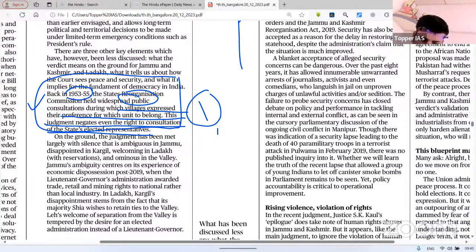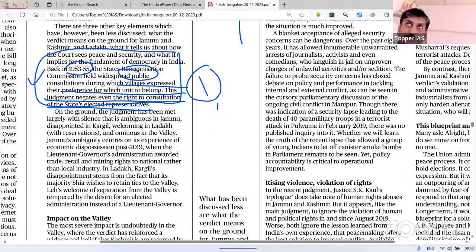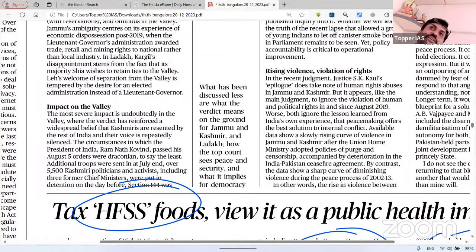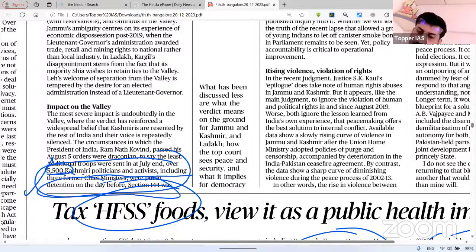how many, especially 5,500 Kashmiri politicians and activists, including 3 former chief ministers, were put in detention, house arrest. Okay, not small people. So don't they enjoy fundamental rights? 3 chief ministers. And Section 144 was imposed, a restriction on freedom of movement, curtailing that. So Section 144, so that people cannot gather.